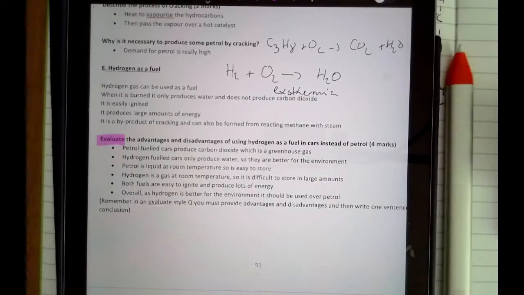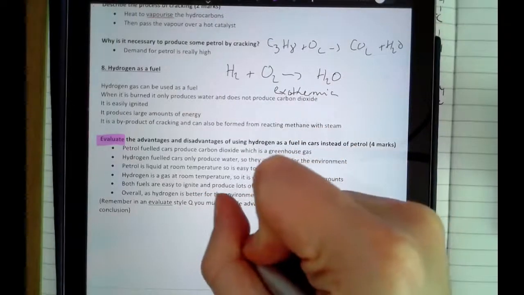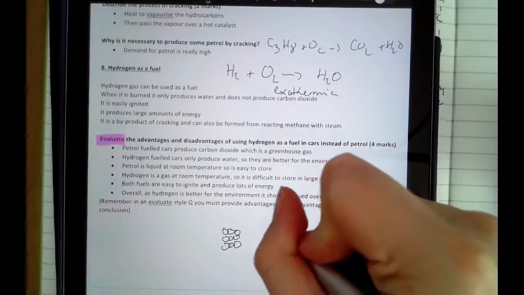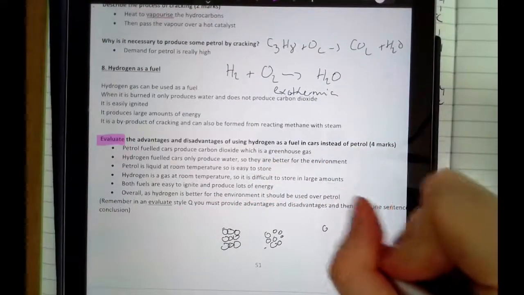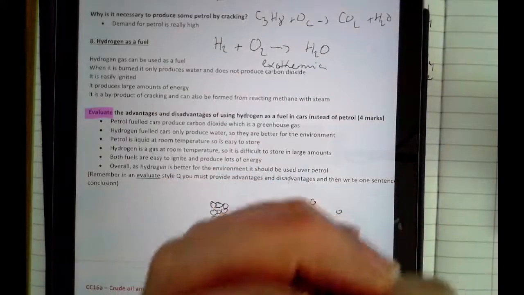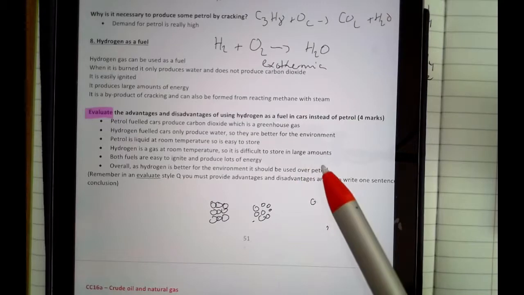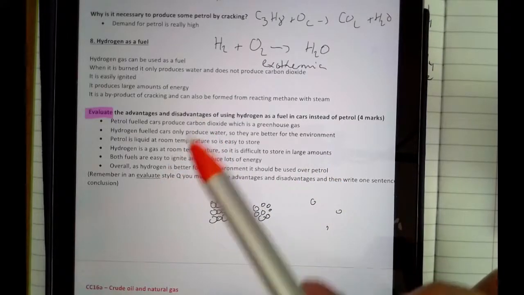Petrol, though, it's a liquid at room temperature. It's easier to store a liquid than a gas. Remember, if I drew for you your particle diagram, so you've got your solid, you've got the liquid, and then you've got your gas. Particles in a gas are much further away from each other. Gases take up more space. So they're difficult to store unless you put them under really, really high pressure and push those gas particles close together. But that can be dangerous because they're liable to explode. So much easier to store a liquid than to store a gas. Okay, so it's difficult to store hydrogen in large amounts. So that's an advantage and disadvantage for each of them.